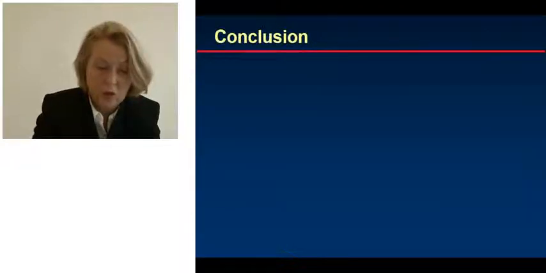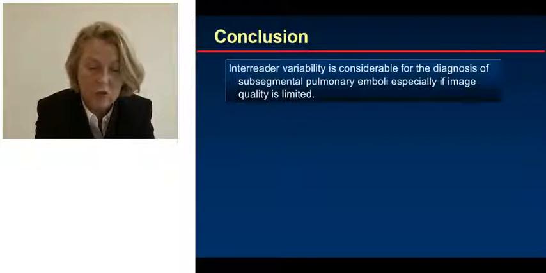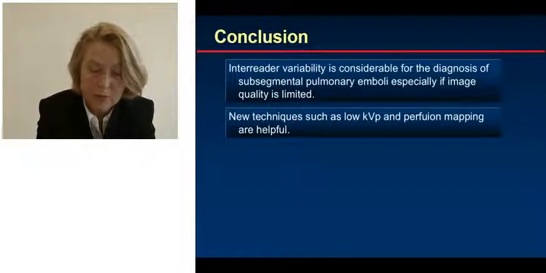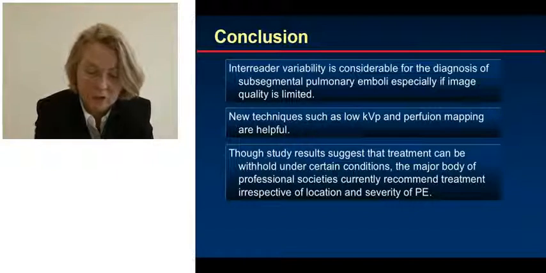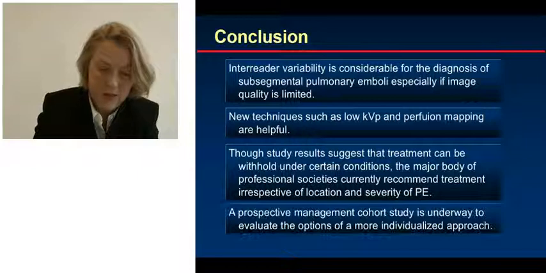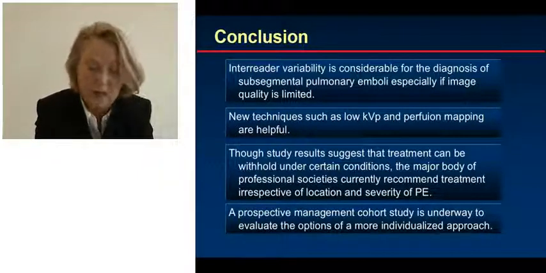So what are the conclusions of my talk? Interreader variability is considerable for the diagnosis of subsegmental pulmonary emboli, especially if image quality is limited. New techniques such as low kVp and perfusion imaging are helpful. Though study results suggest that treatment can be withheld under certain conditions, the major body of professional societies currently recommend treatment irrespective of location and severity of PE, and a big prospective management cohort study is underway to evaluate the options of a more individualized approach.